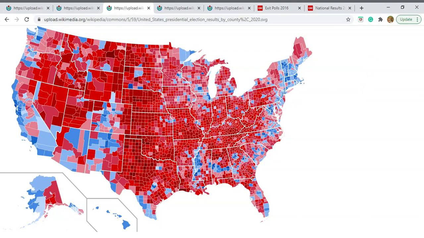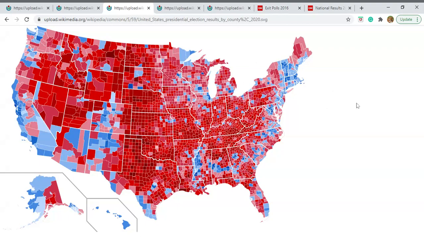Now, in this video, I'm going to be taking a look at some results and exit polls and maps from the 2020 presidential election and the 2016 presidential election, as well as a map from the 2012 presidential election, and see how certain areas and demographics and states and counties of the country have trended from each election.